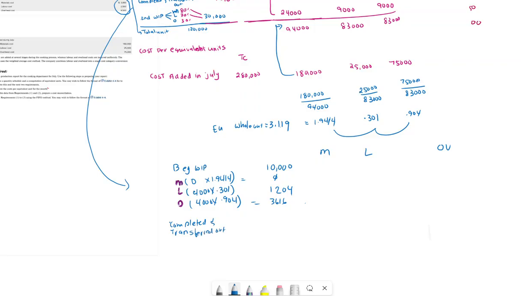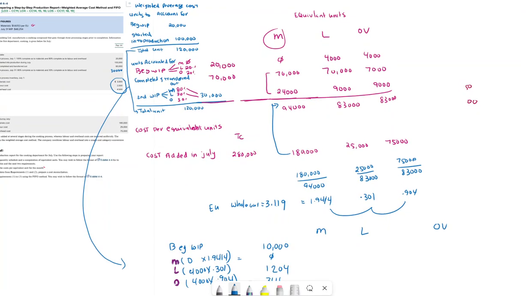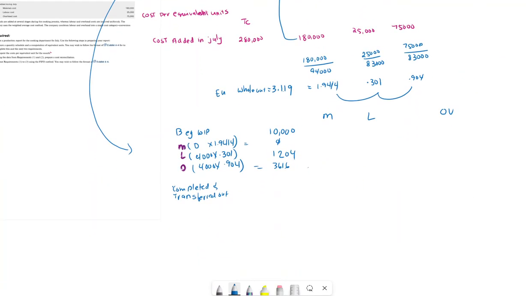My second one is units completed and transferred out. We know the units completed and transferred out was 70,000. I'm going to take my 70,000 multiplied by the whole unit, which is 3.119, and that comes to 218,330. You can carry it to 4 decimal places, but I don't need to do it.